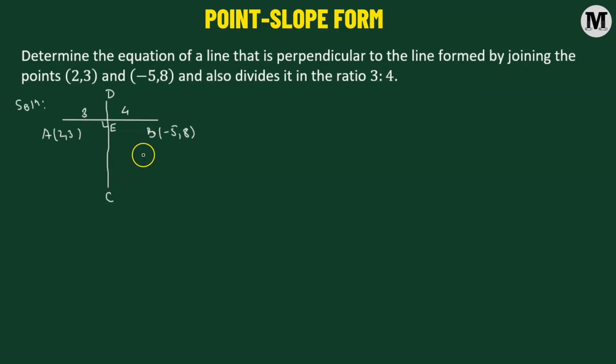So let's do that. Now in order to find out the equation of this line, we'll use the point slope form of a line. The point slope form is given by the equation y minus y1 equals the slope times x minus x1. So here m will be the slope of that particular line whose equation we're trying to find, and (x1, y1) is a point through which the particular line passes. So here our goal will be to determine the slope of line CD.